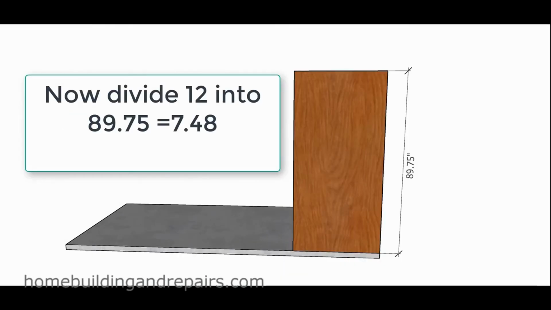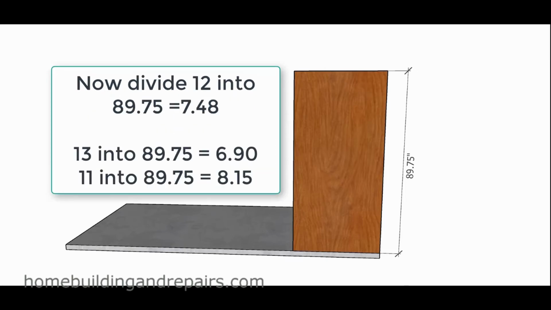Then we're going to take the number 12 and divide it into the overall riser height again. And that will give us 7.48. That would mean that we would have 12 individual risers at 7.48 inches.